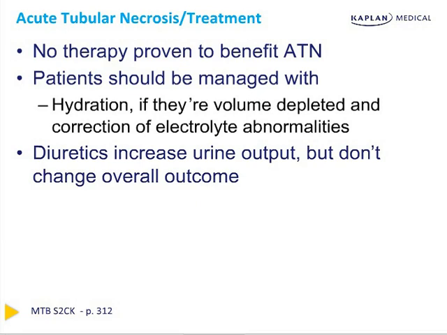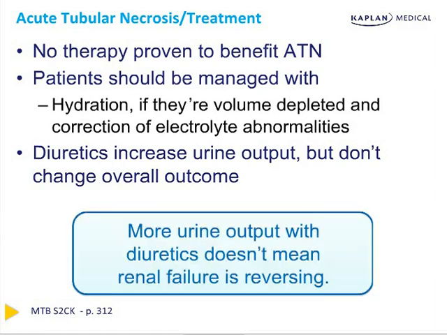Sometimes we give diuretics in the setting of acute tubular necrosis, and this increases the urine output, but it's important to know that it doesn't change the overall outcome. If you have a patient with acute tubular necrosis and they start peeing more because you're giving them furosemide, it doesn't necessarily mean that their renal failure is reversing. It just means that the diuretics are doing their job.